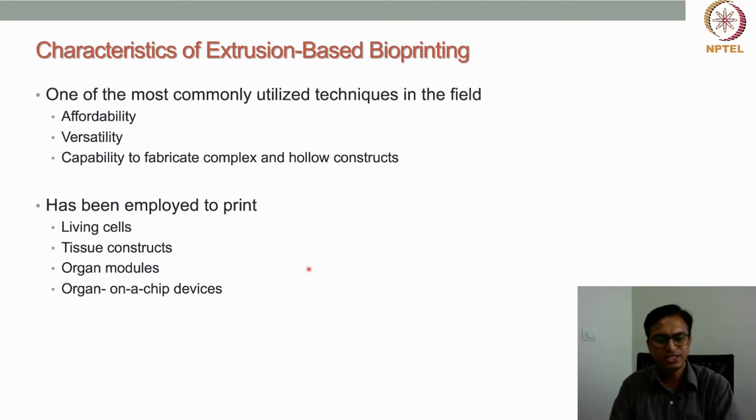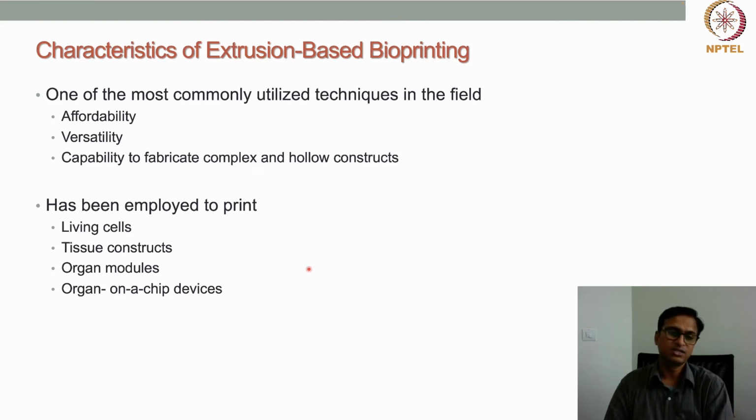So that's why extrusion based bioprinting is one of the most commonly utilized techniques in the bioprinting field, especially. And this has been employed for printing different types of tissue structures, like living cells. Definitely different types of cells have been printed with this technology. Researchers have shown that almost 50 to 60 different types of cells have been printed. And the most amazing thing is the cells are very much alive after printing.